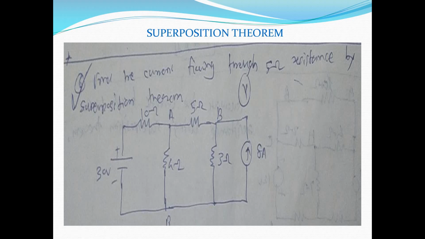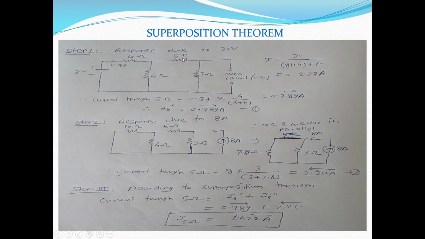So first of all we'll go for step 1, that is when the 30-volt source is present and the 8 ampere source is replaced by an open circuit, and we'll find out the current flowing through the 5 ohm. So I have redrawn this circuit here. The 30-volt source is present. This 8 ampere current source is replaced by an open circuit. We have to find out the current flowing through the 5 ohm.